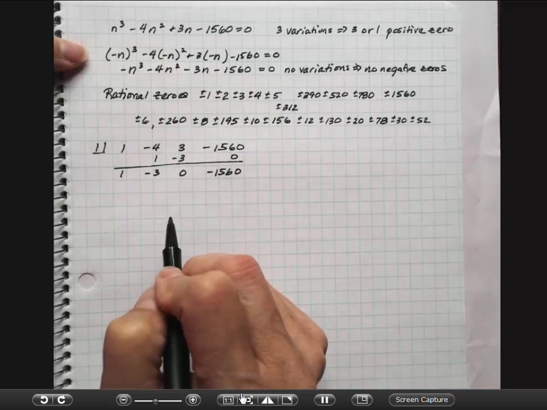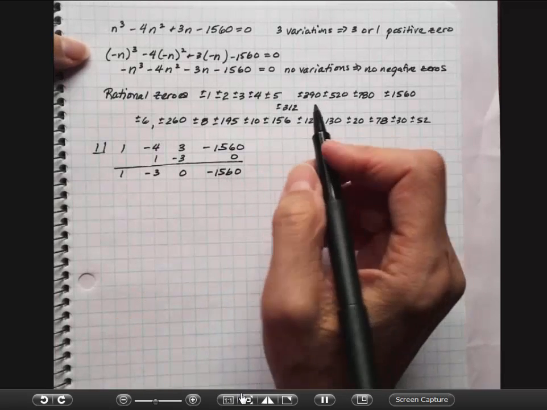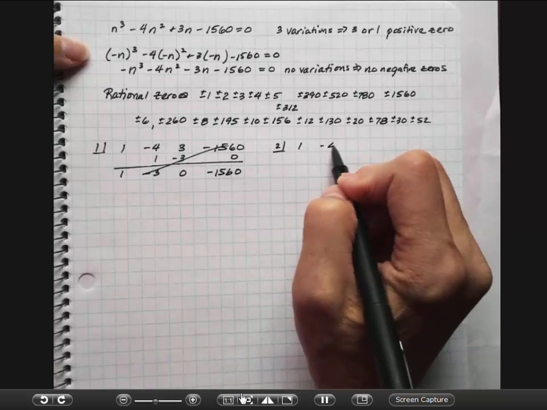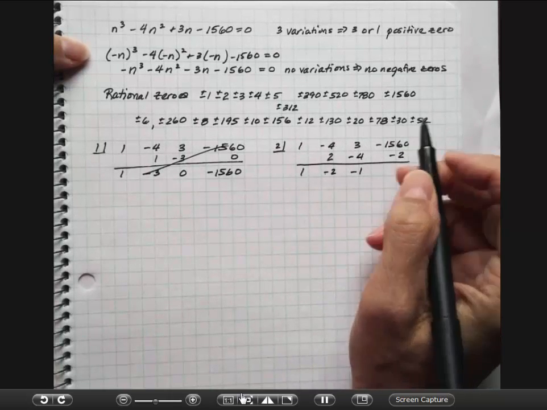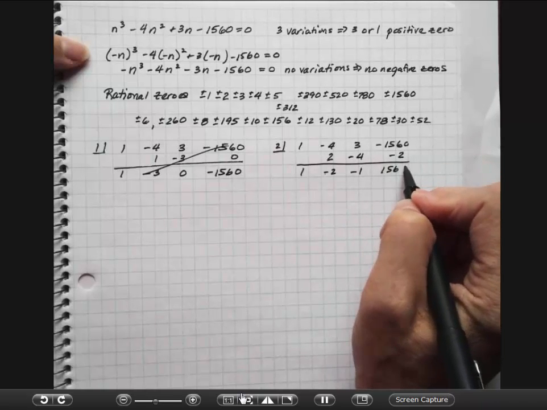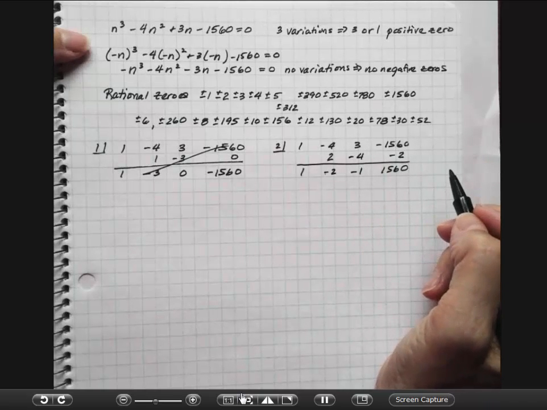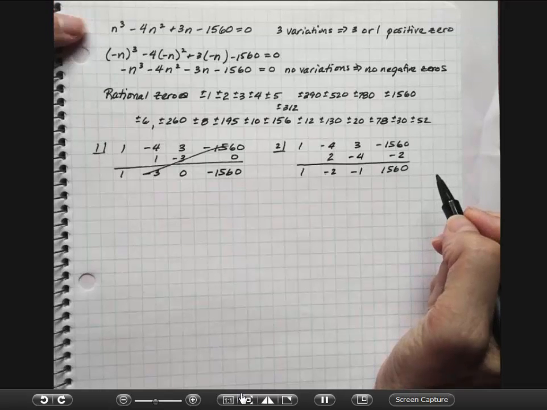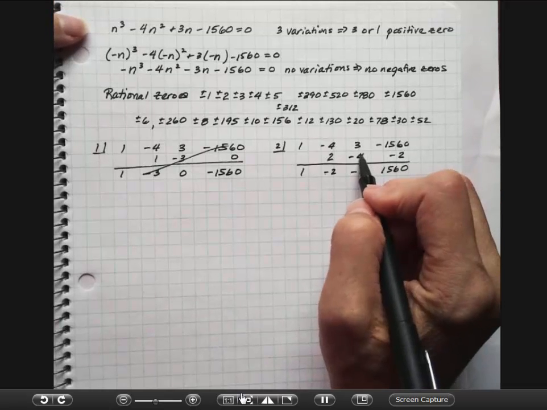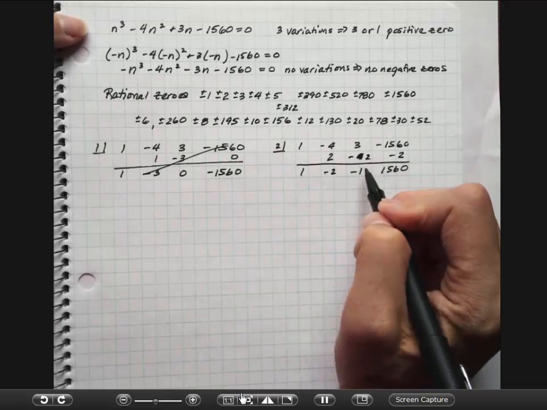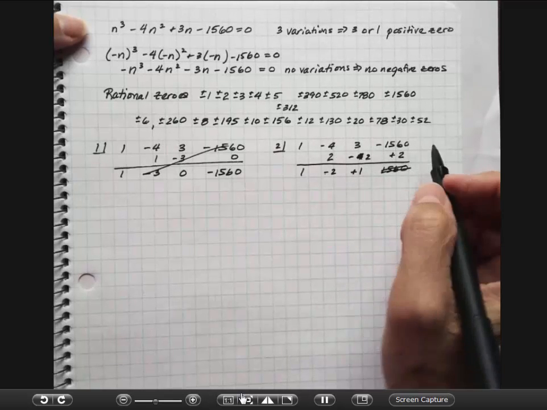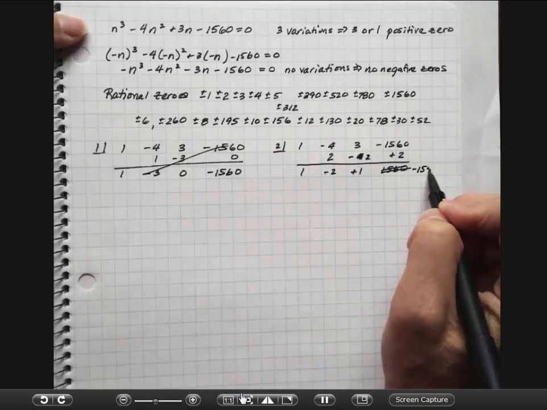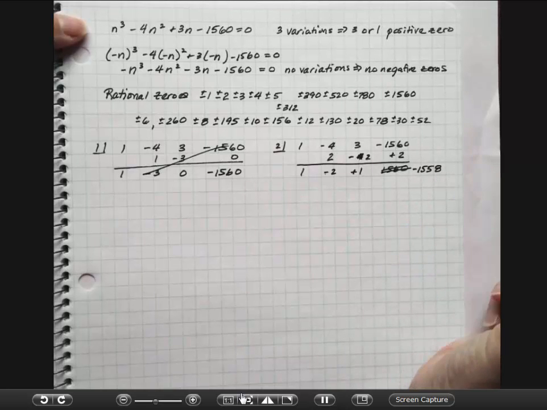Very negative. Okay, so next I'm going to try 2, and again, the first line is the same, and doing this, oh my gosh, I'm getting more negative. Not good. Okay, so then, oops, I see where I made a mistake here. This has got to be a 2. So this is going to be a positive one. That makes more sense. There we go. Negative 1558. Okay, that makes more sense.